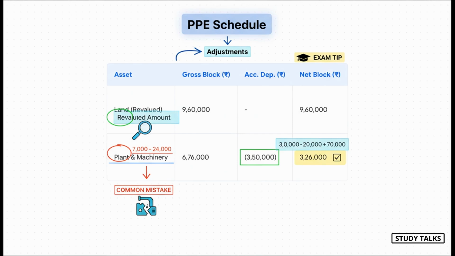Then for accumulated depreciation, we started with 3 lakhs. We have to remove the 20,000 of depreciation attached to the machine we sold, but then we add this year's depreciation of 70,000. That gives us our final net block. It's complex, but it's logical.